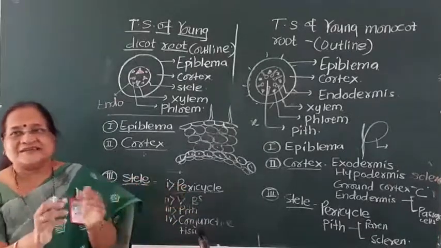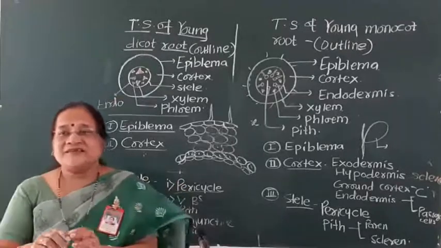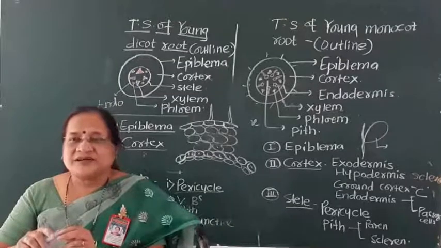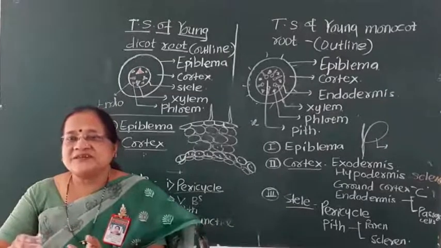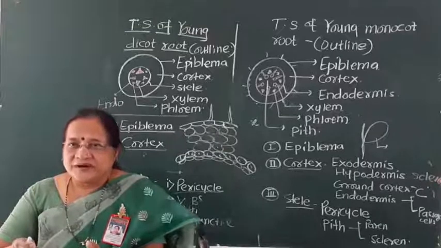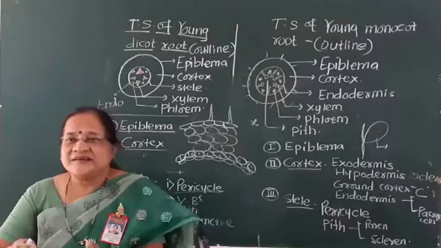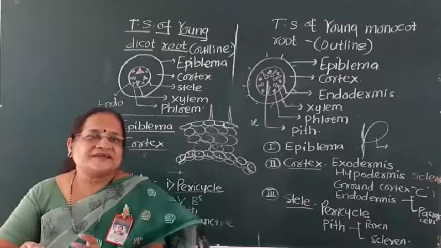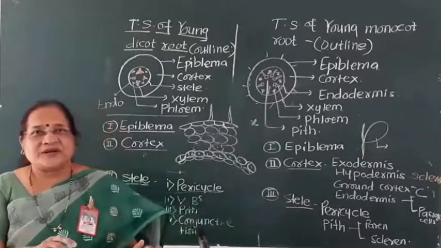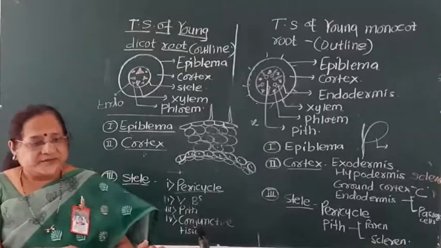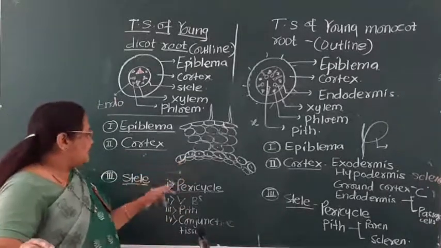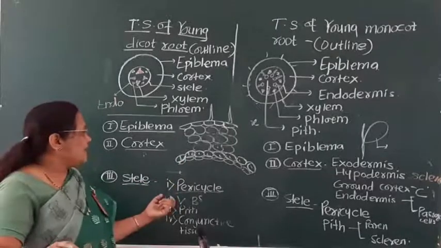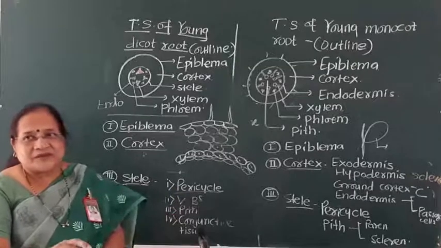What is stele? Stele is the central core of the section in which we get the conducting tissue, that is, the vascular tissue. What is this conducting tissue? It conducts water and food material. For example, the xylem conducts raw material and water, and the phloem conducts prepared food material all over the plant body. After the pericycle we get the vascular bundles, which are groups containing the xylem and the phloem.